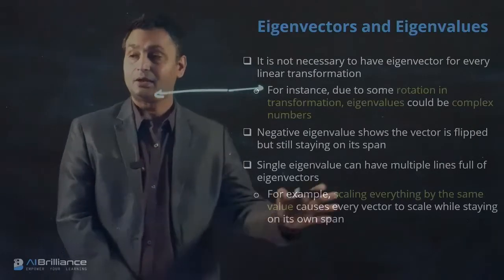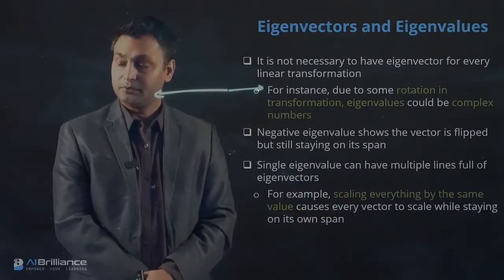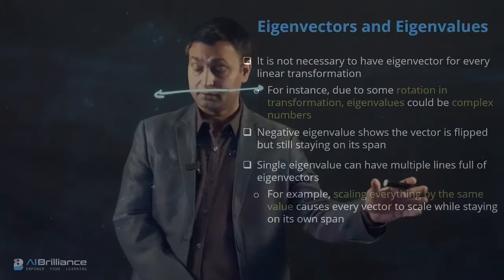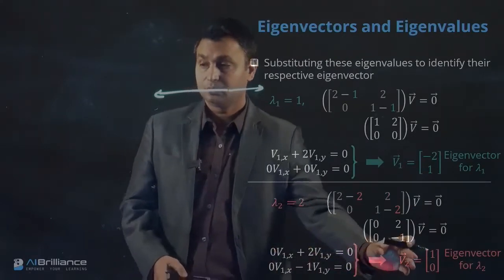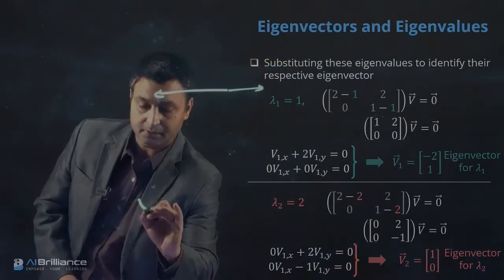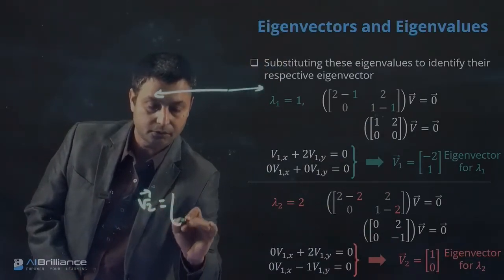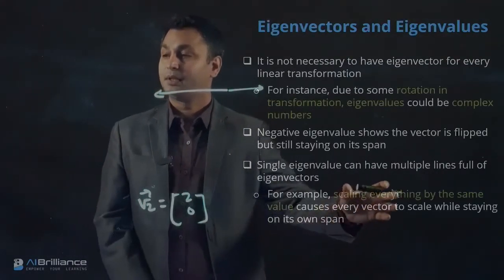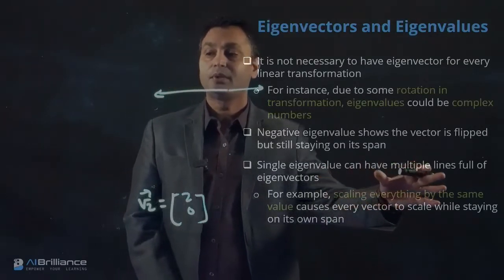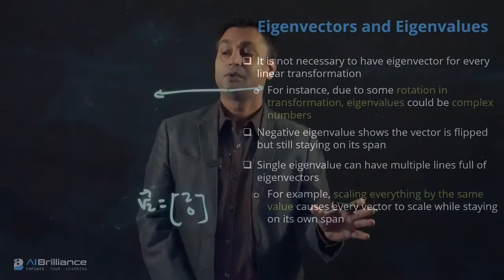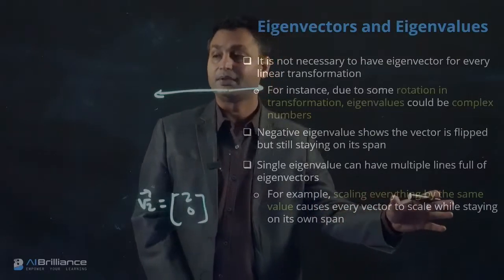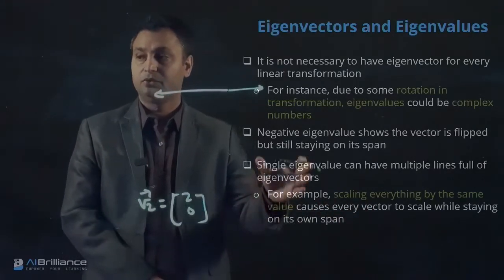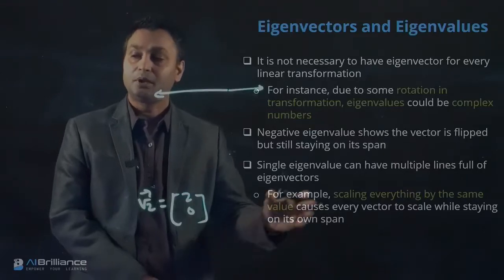And as I already alluded to towards the end of the previous slide, a single eigenvalue can have multiple lines of eigenvectors. For example, if you go back here, this vector was (1, 0), but I can also have a vector v2 equal to (2, 0). That will also be an eigenvector. So in that scenario, a single eigenvalue can have multiple eigenvectors. We are scaling everything by the same value, and then we will always be lying in the same span. So, summarizing, eigenvalues can have multiple lines of eigenvectors associated with them.